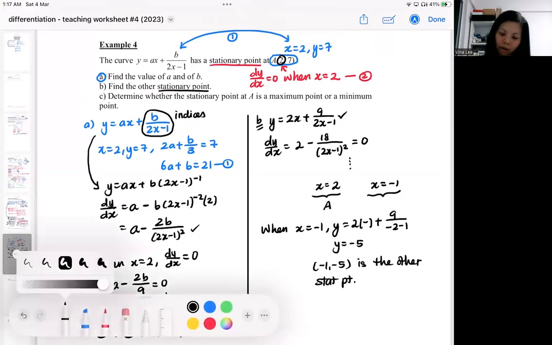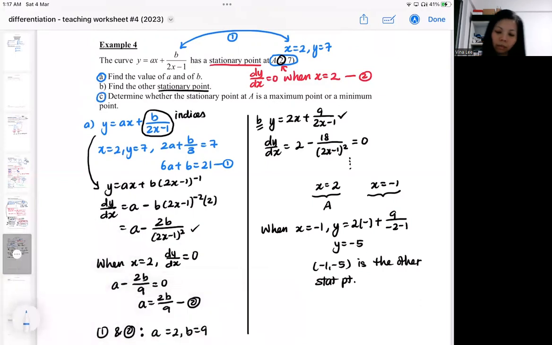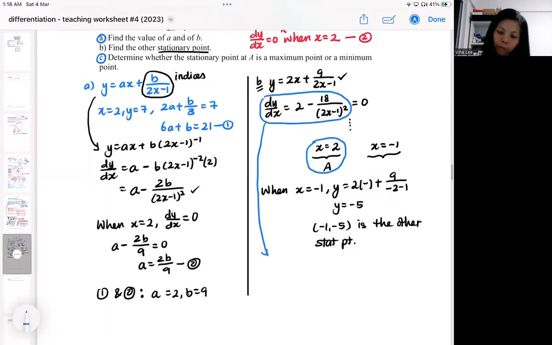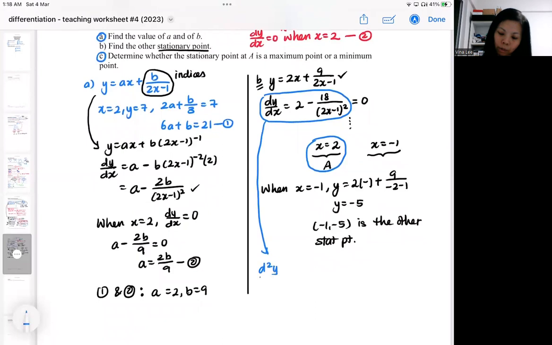Then in the last part, you are supposed to determine whether your stationary point at A is maximum or minimum. So we are testing A. You've got a choice. Do you want to do the first derivative or do you want to do the second derivative? In this case, you can check out your first derivative first. If you find that it's quite easy for you to differentiate one more time, then you go ahead. So I choose to differentiate one more time.